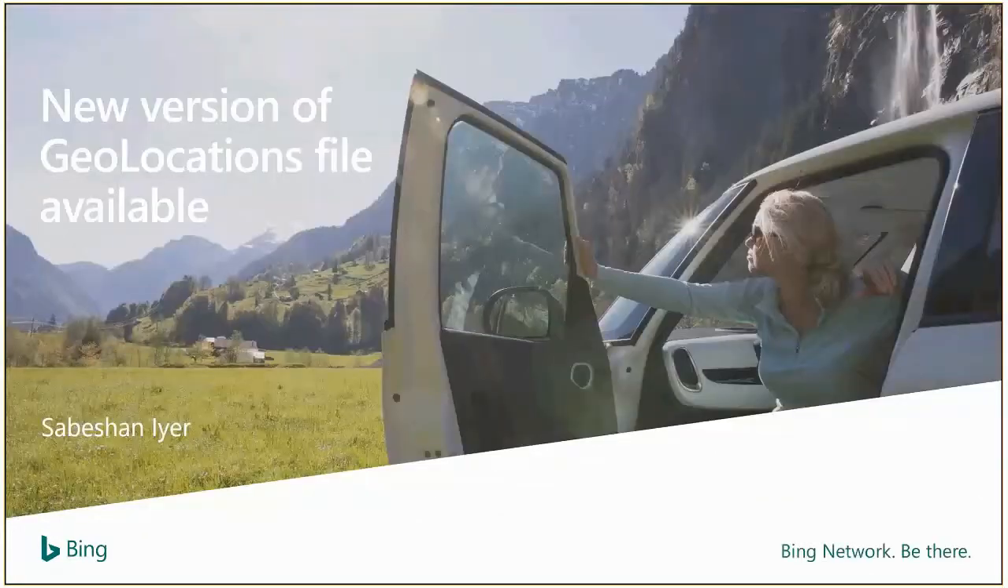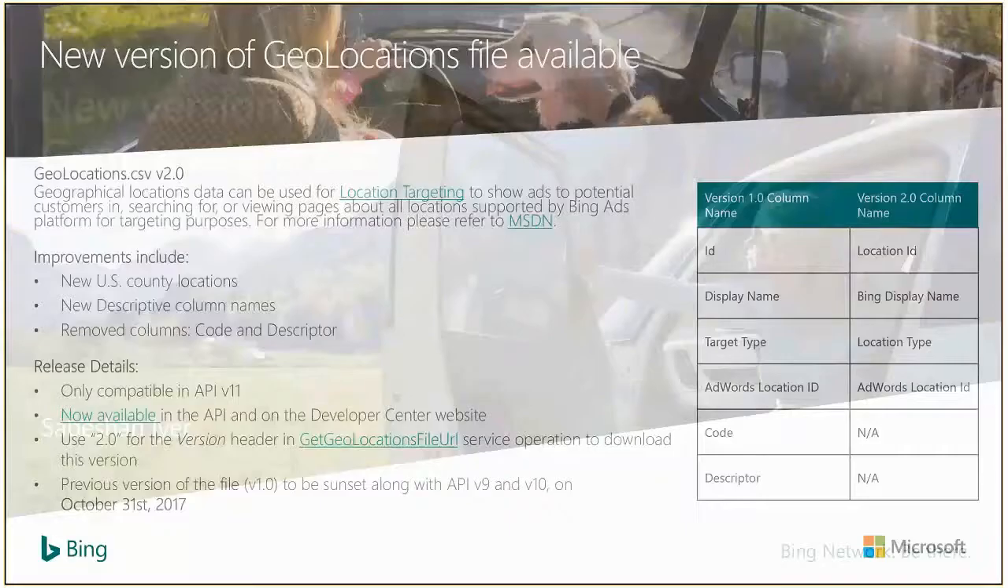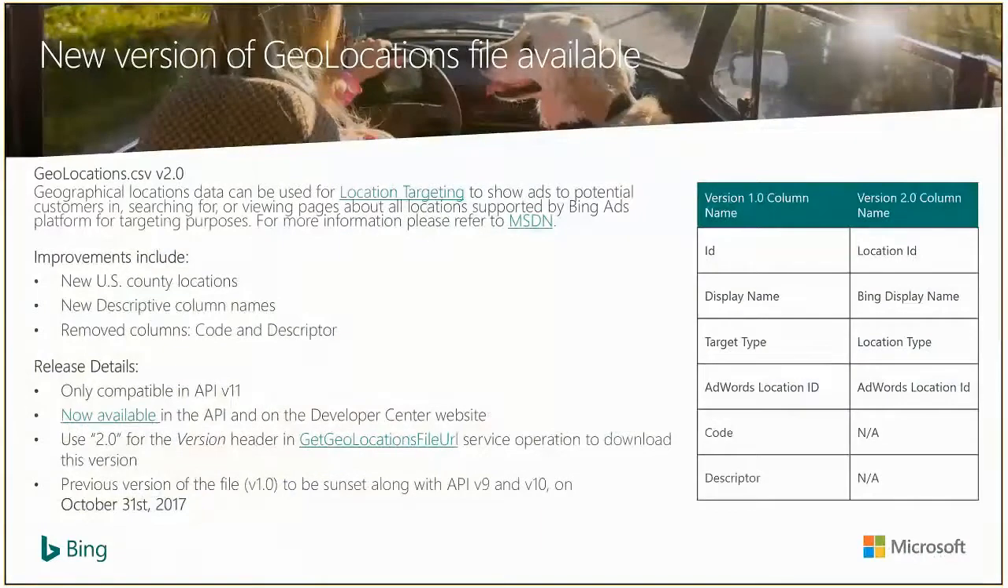Next up, we'll be going over the new version of the GeoLocations file, which we recently released. The geolocations.csv file is available via our API and the Developer Center website. It lists all the locations we support on our platform for targeting. We recently released version 2.0 of this file. The improvements we made in this version are new US county locations, as well as new descriptive column names. We also removed the code and descriptor columns.